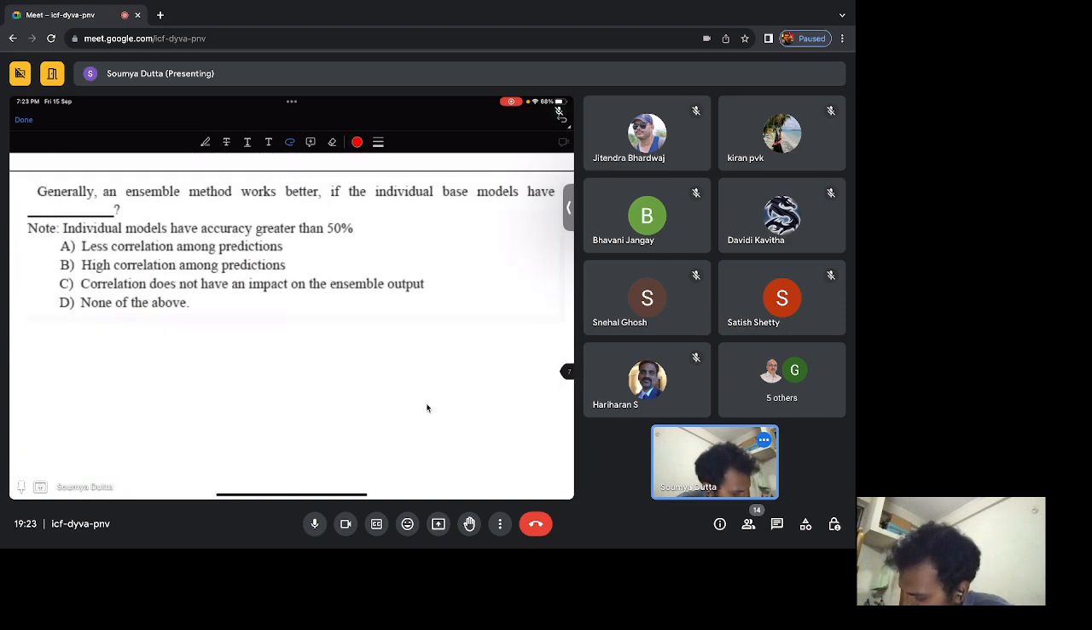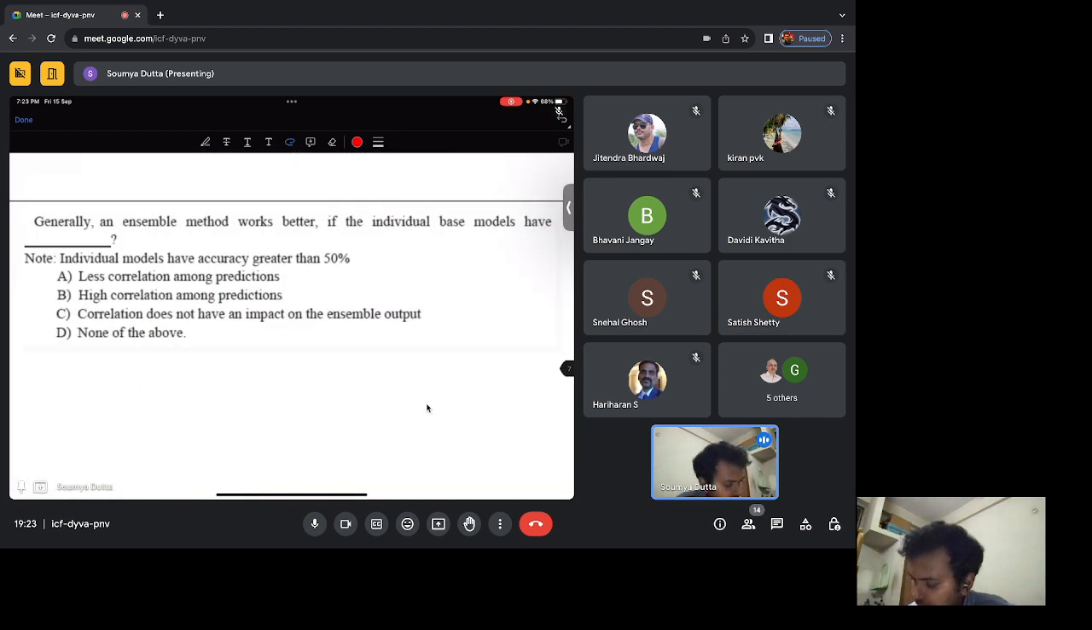Okay, then I think this is the last question. Generally, an ensemble method works better if the individual base models have... It has been given that individual models have an accuracy greater than 50%. So when will an ensemble method work better? Less correlation among predictions, high correlation among predictions, or correlation doesn't have an impact on the ensemble output? What do you think?